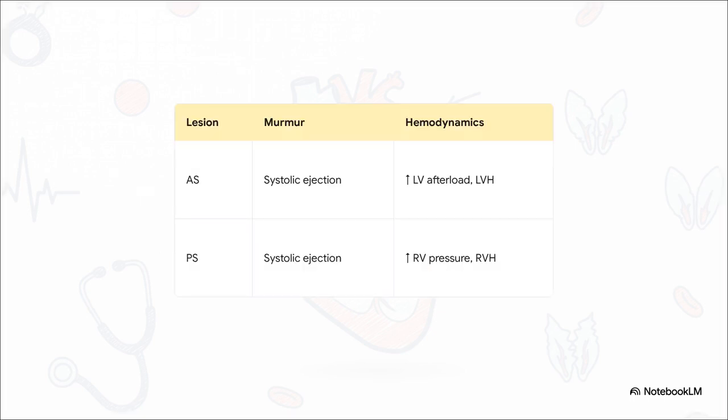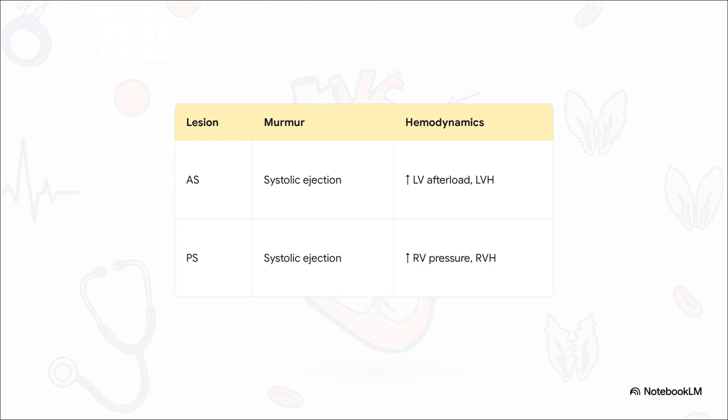First up, let's compare our systolic stenosis lesions: aortic stenosis and pulmonic stenosis. Remember our golden rule, right? Stenosis means a jammed door and a pressure problem. With aortic stenosis, or AS, you get this classic systolic ejection crescendo-decrescendo murmur. Functionally, it's a massive left ventricular outflow obstruction. It dangerously spikes the left ventricle's afterload and systolic pressure, which leads directly to LV hypertrophy. Clinically, you'll find this murmur radiates right up to the carotids and eventually drops cardiac output, causing syncope, angina, or even heart failure.